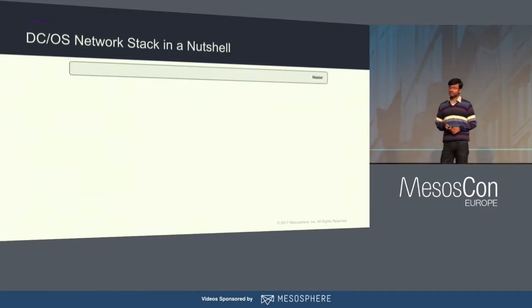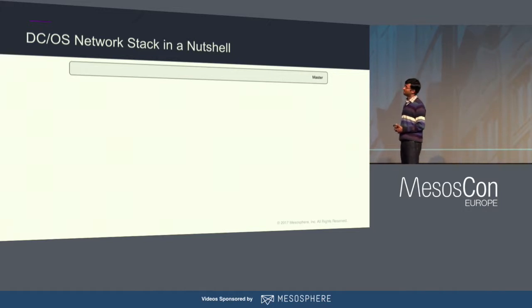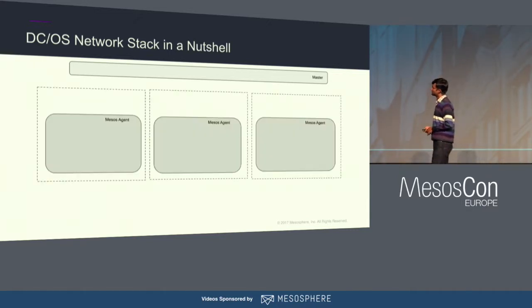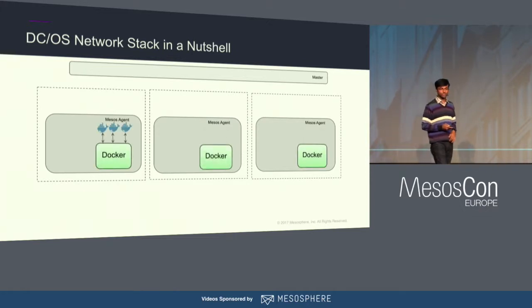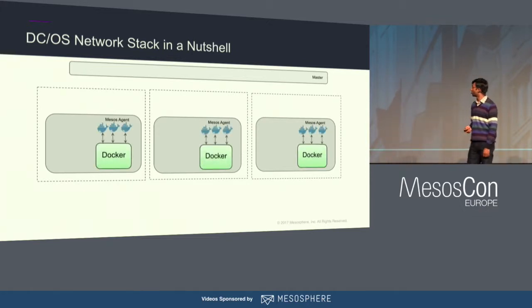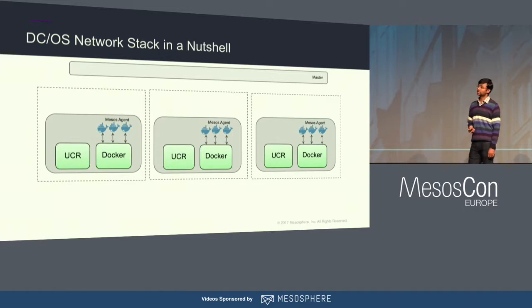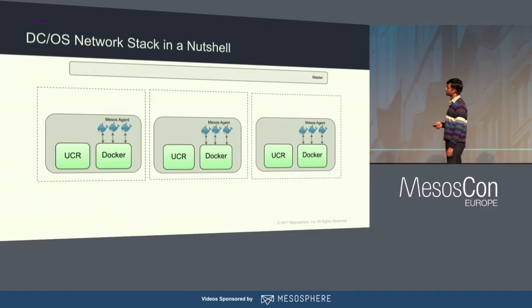But before we dive deep into each of these components, let's see how the overall picture looks and how these components fit together to complete the container networking in DCOS. So let's say that you have a master with a bunch of agent nodes. You can either use the Docker runtime to launch Docker containers, or you can use something called the Universal Container Runtime, the Mesos Runtime, to launch both Mesos containers or Docker containers.